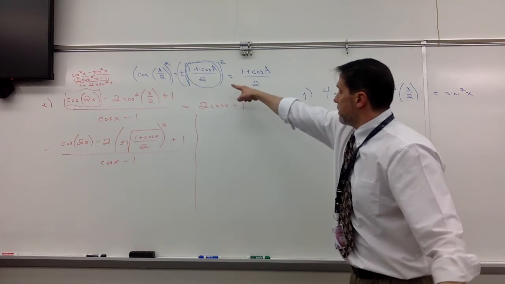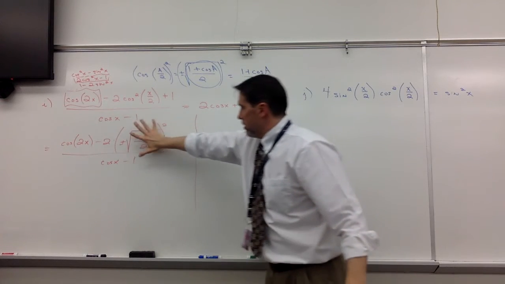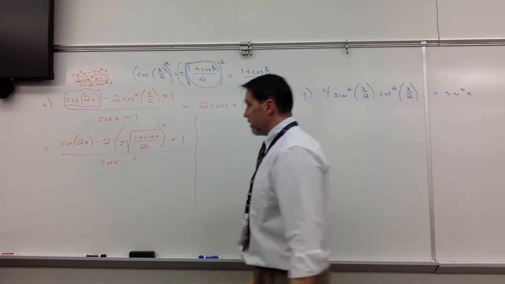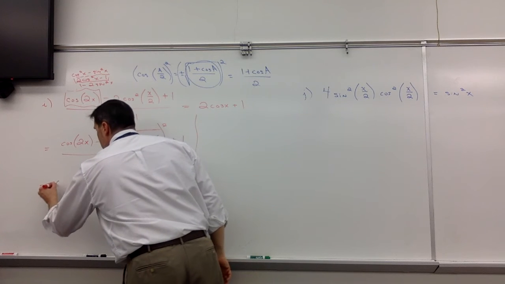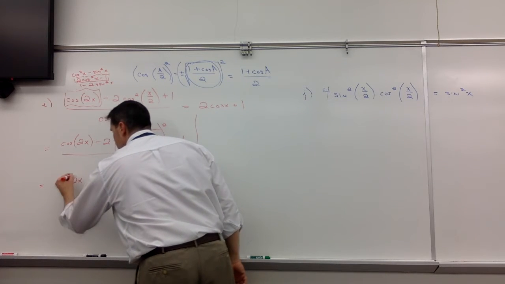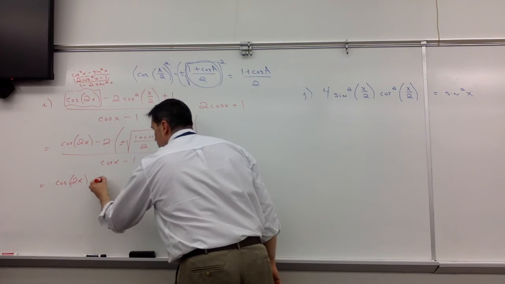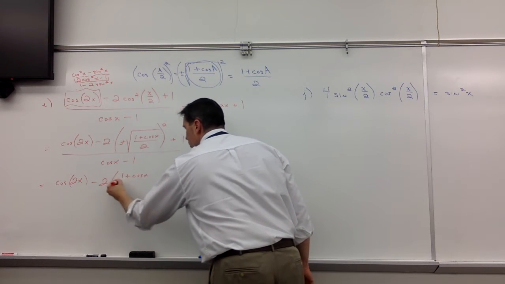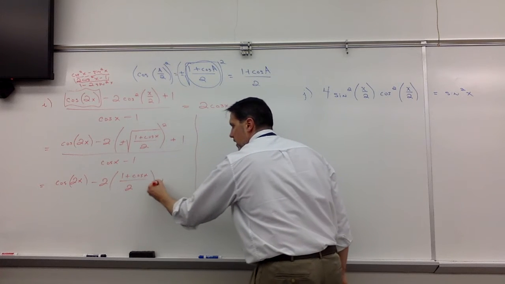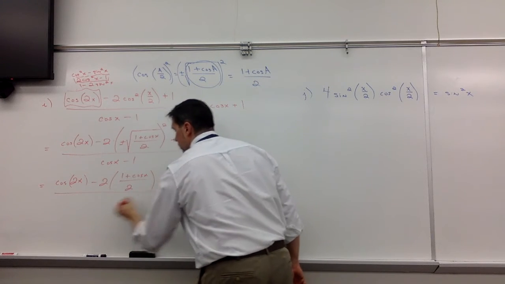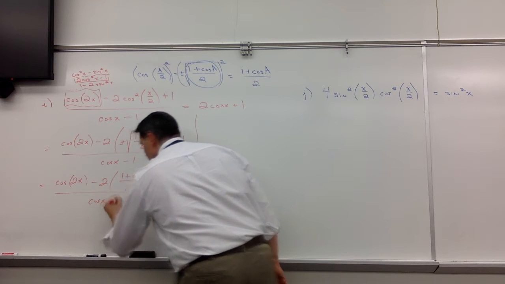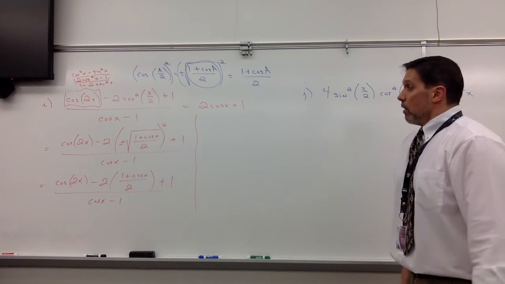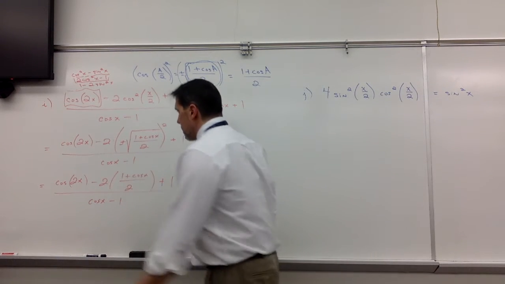Now, the math is already shown. This just becomes 1 plus cosine of x over 2. So I got cosine 2x still waiting to decide. That's 2 times 1 plus cosine of x over 2. That cleans up rather nicely. And this is over cosine of x minus 1. All right, the 2's will cancel.